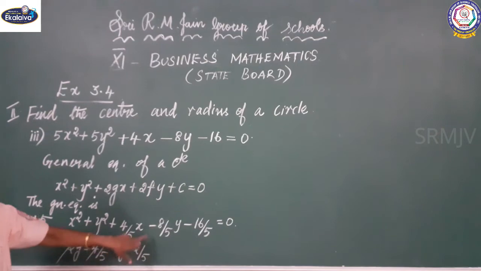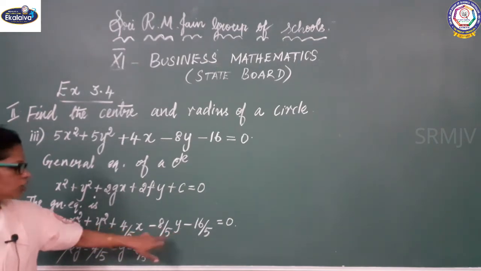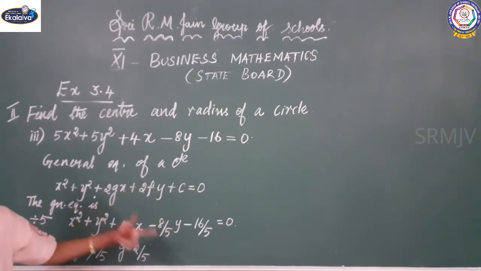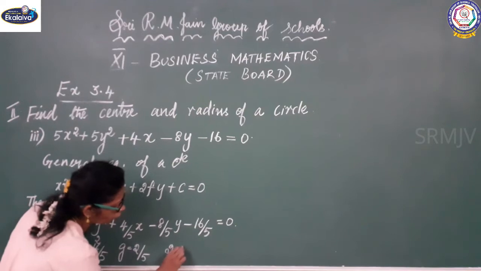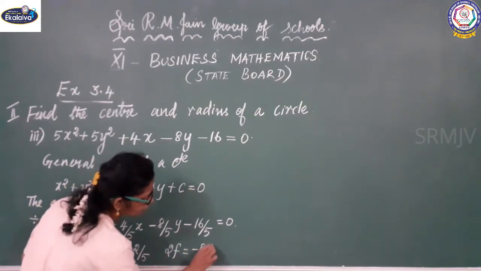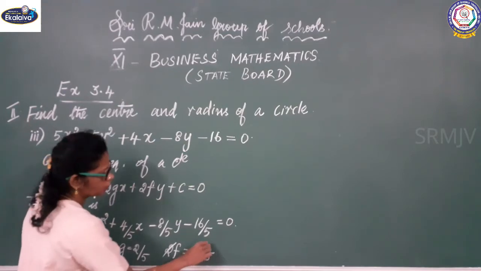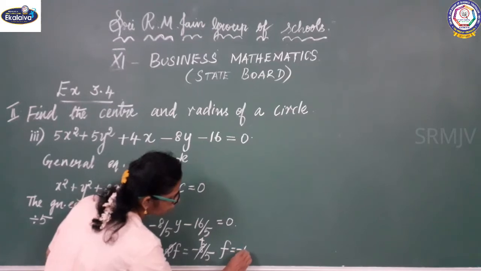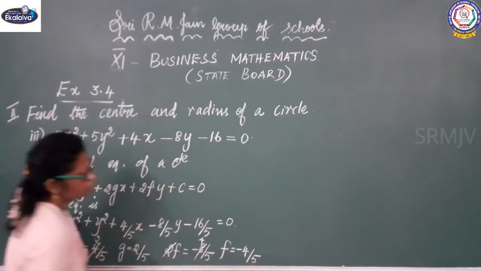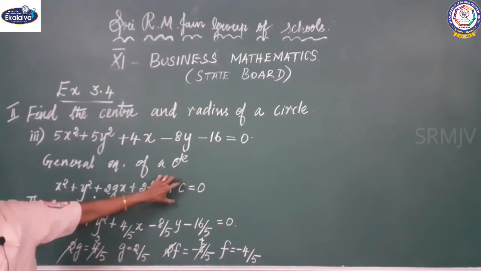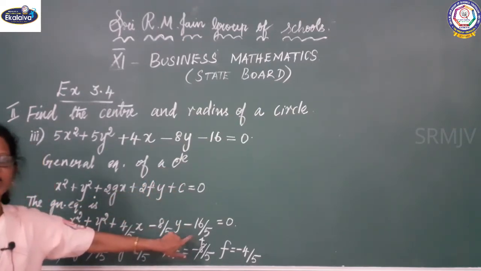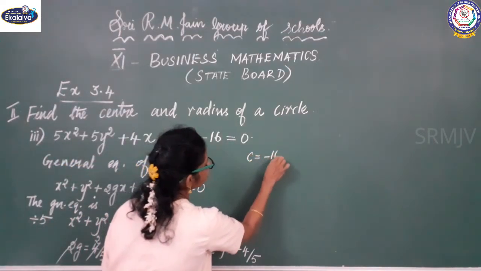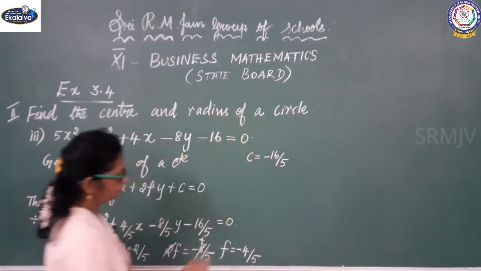Here the coefficient of y is minus 8 by 5. In general, what is the coefficient of y? 2f. So 2f equal to minus 8 by 5. 2 ones are 2, 2 fours are 8. So what is your f now? Minus 4 by 5. Here the constant is c. In general, what is it given here? Minus 16 by 5. So c is equal to minus 16 by 5.